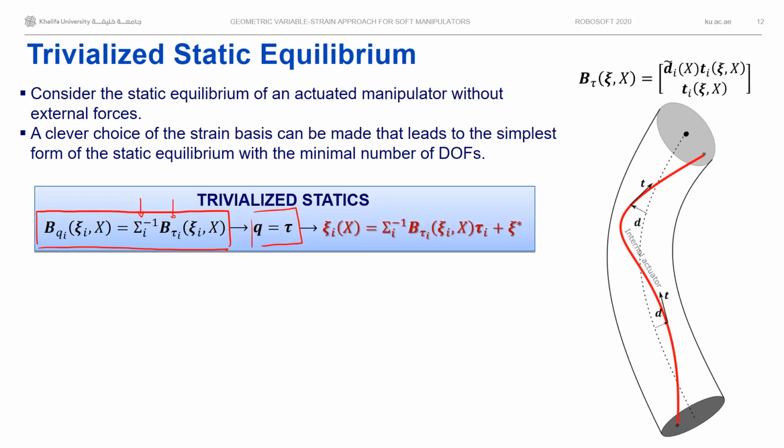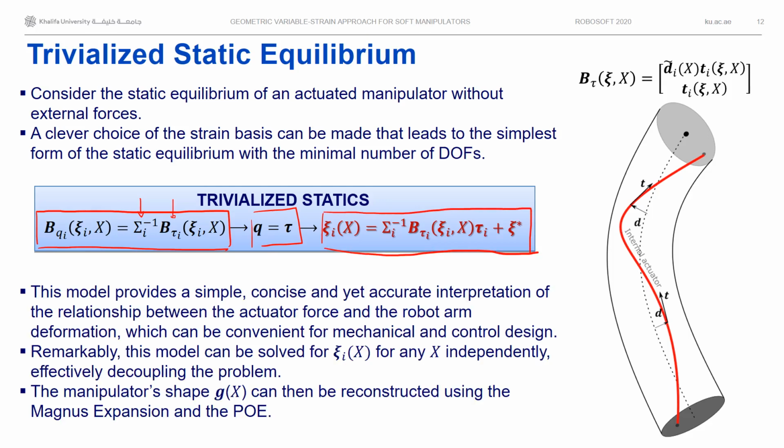Then, substituting those results in the reconstruction equation for the strain, produces this simple model, which is a concise and yet accurate interpretation of the relationship between the actuator force, tau, and the robot arm deformation, Xi. Remarkably, this model, which is a nonlinear algebraic equation, can be solved for the strain Xi for any x independently.